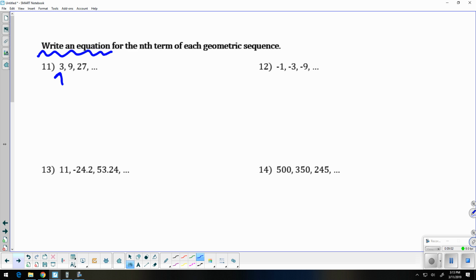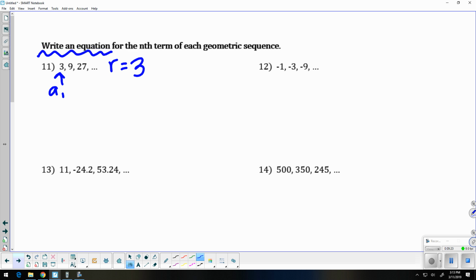Well, we can clearly see the first term, a sub 1. We could definitely figure out what r is. Looks like you're multiplying by 3, so r would also be 3. And that's all that we know. We do not know the last term, a sub n. We do not know how many terms are in the sequence. We only see 3 of them, but it goes on forever and ever past 27. Okay, so this is all that we know.